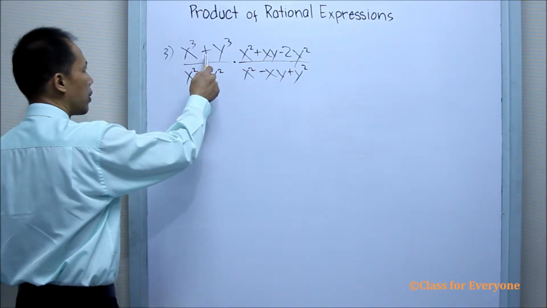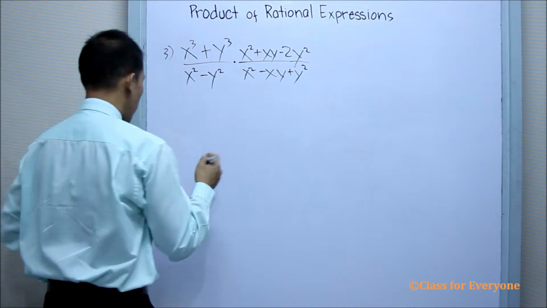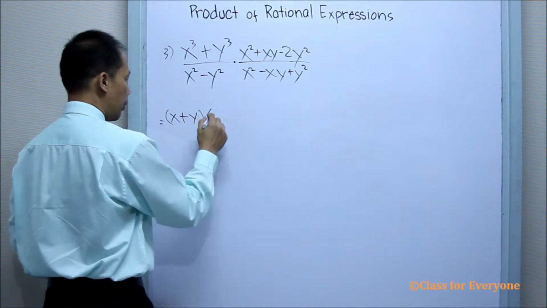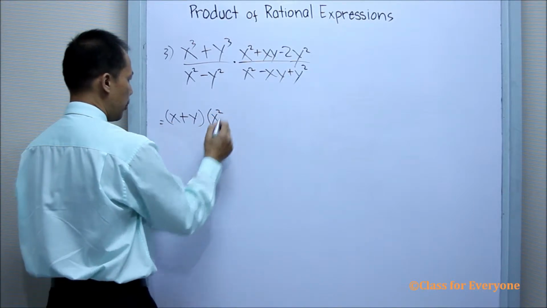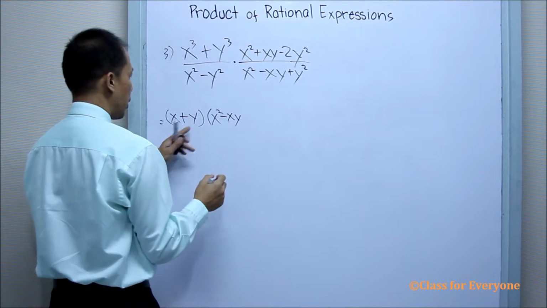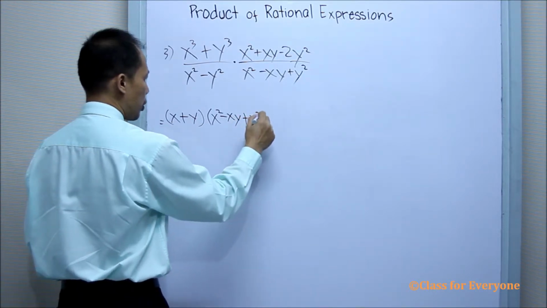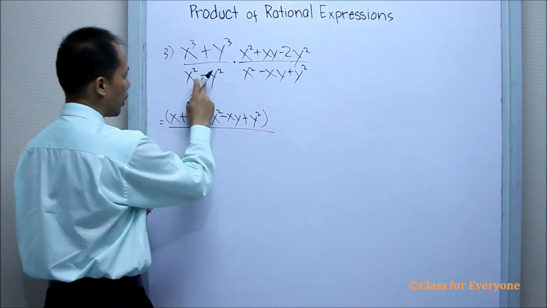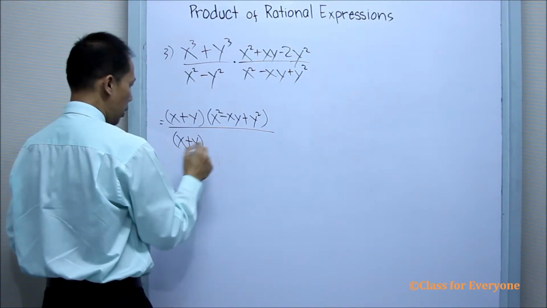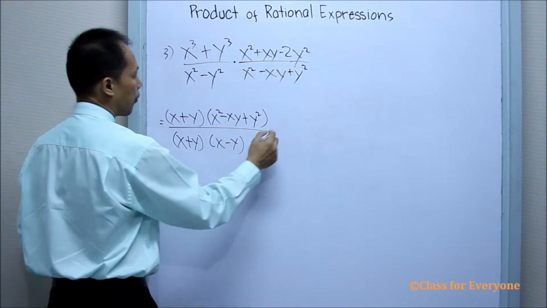So factoring the sum of two cubes, we will have x plus y times the square of the first term, times the first term times the last term with a negative sign, which is negative xy. The square of the last term is positive y squared. And then factoring the difference of two squares, it will be x plus y and x minus y.